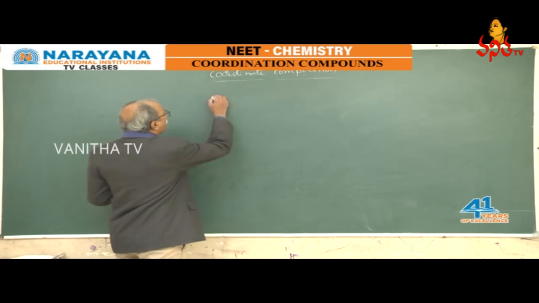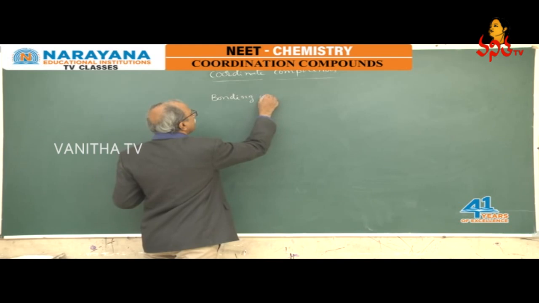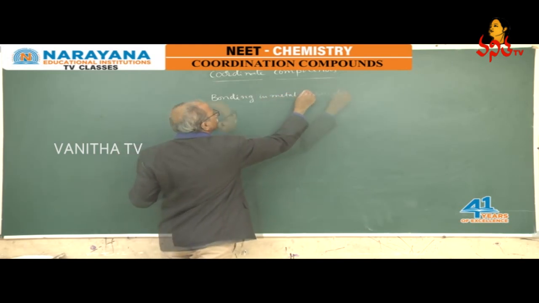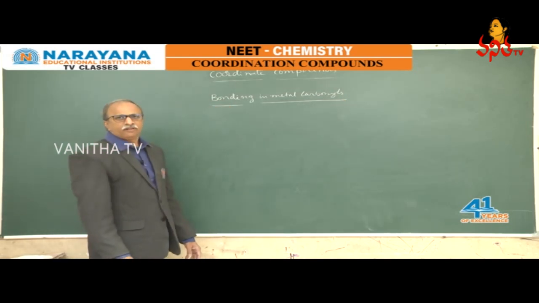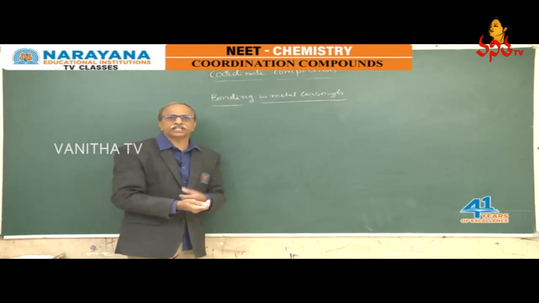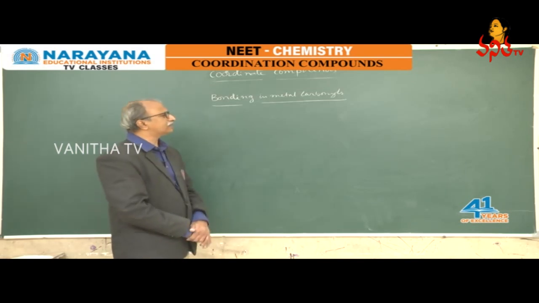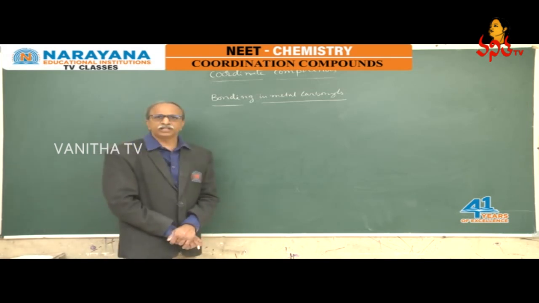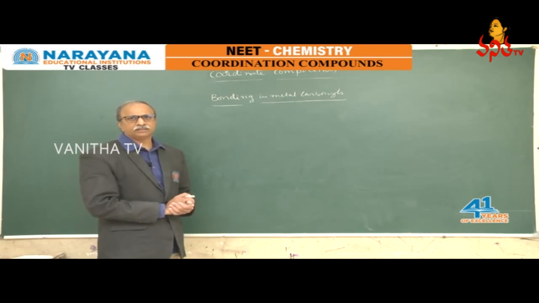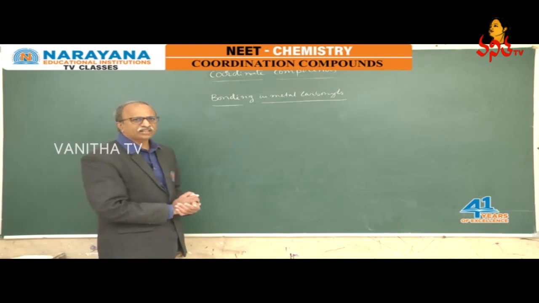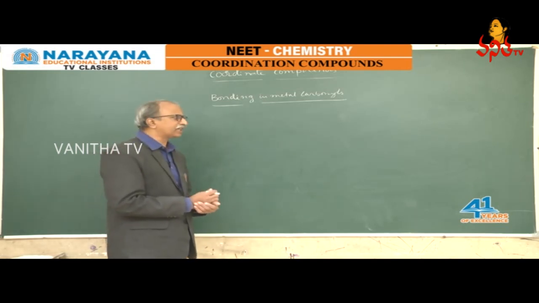Next, bonding in metal carbonyls, a very important topic. Metal carbonyls are the complexes where the metal is associated with carbon monoxide, and such complexes are called metal carbonyls. Before discussing metal carbonyls, I want to write the structure of carbon monoxide in two ways. First, the Lewis dot structure.